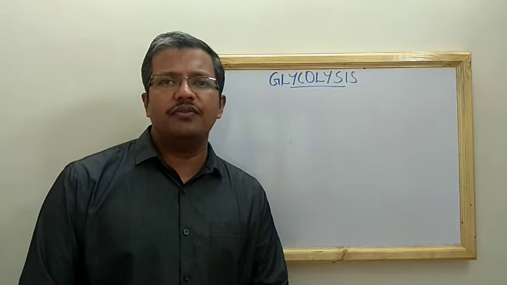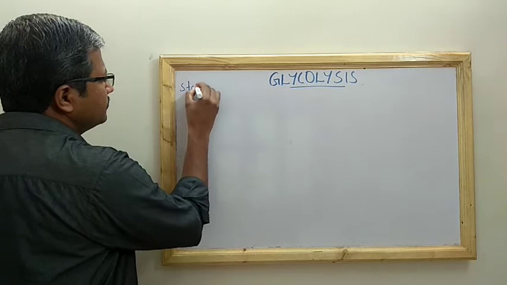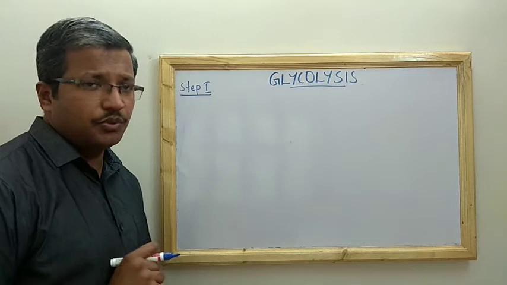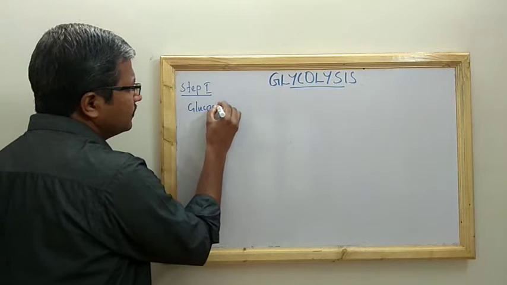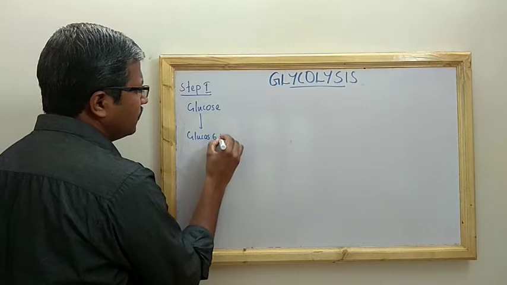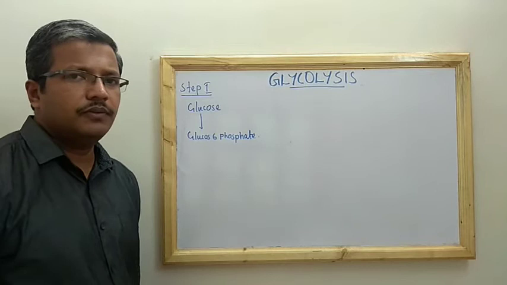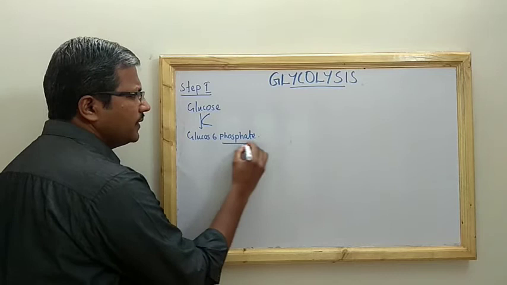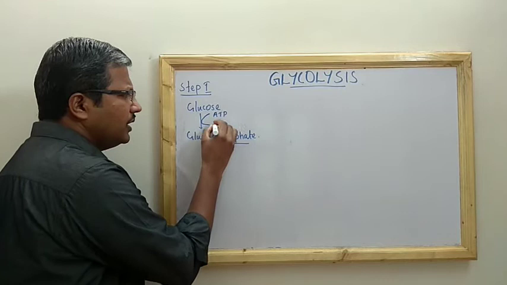So we can see the first step. Step 1 is the first process in stage 1. Step 1 is nothing but the conversion of glucose into glucose 6-phosphate. Okay, in the briefing you have learned about it. So what will be happening? Here a phosphate group is added. From where is this phosphate group coming? From ATP only. So ATP will be hydrolyzed to ADP.